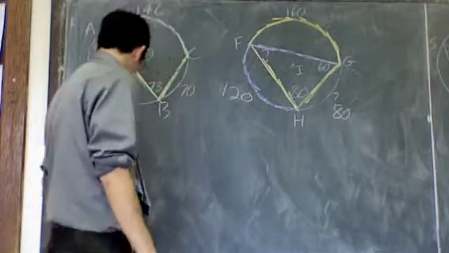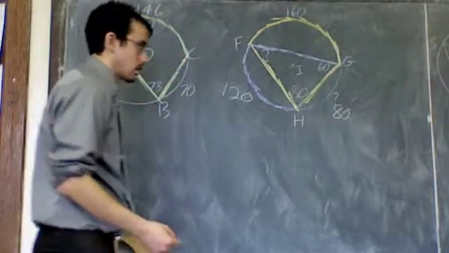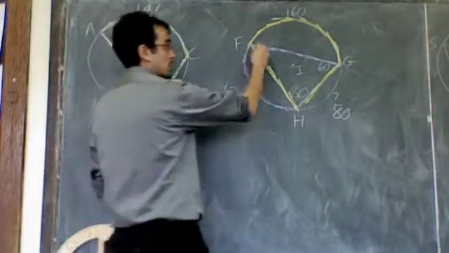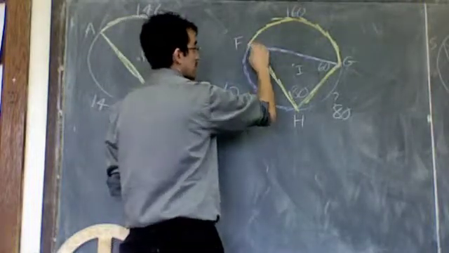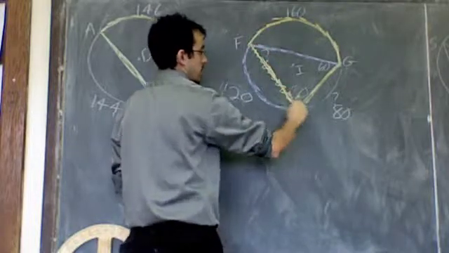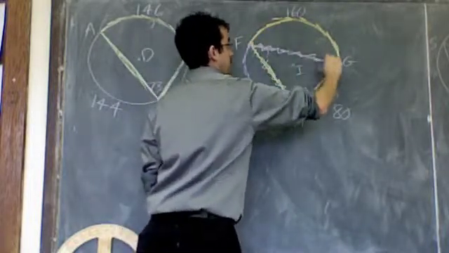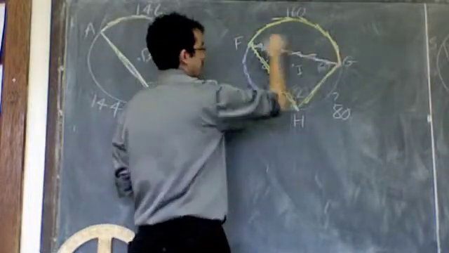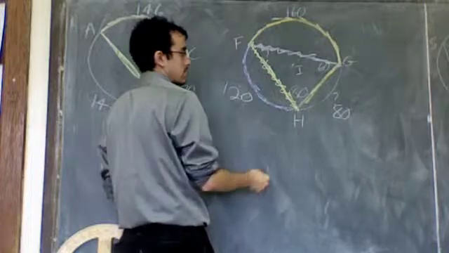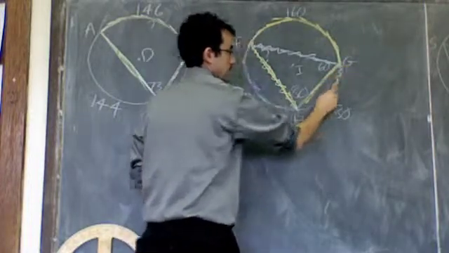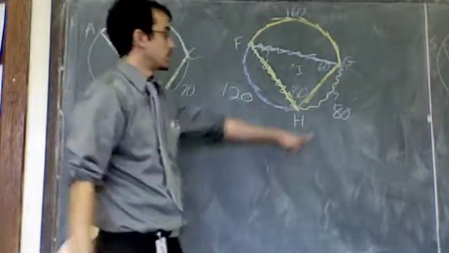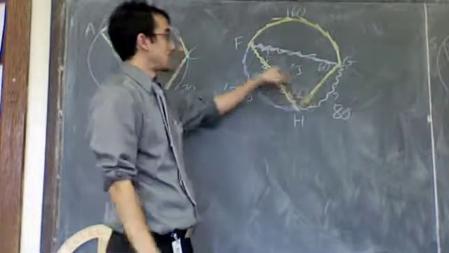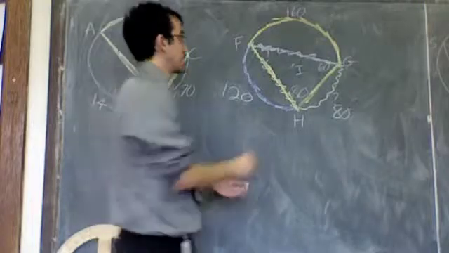There is one other angle we can worry about. I had green chalk. There it is. I've got one more inscribed angle. You've got this inscribed angle here, angle GFH. You see that its vertex is F, and the arc that it cuts off is GH. This time we know it. GH is 80. If the arc GH is 80, the inscribed angle should be half of it. So half of 80 is 40.